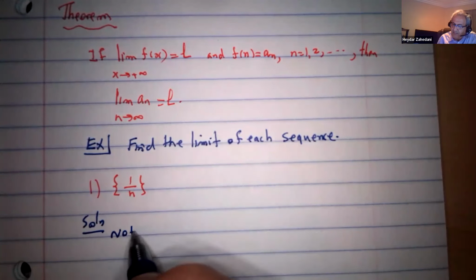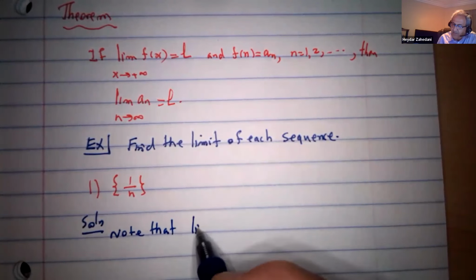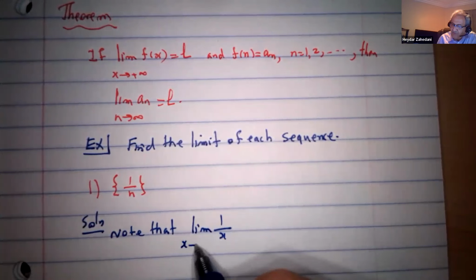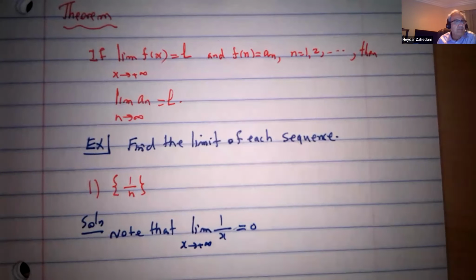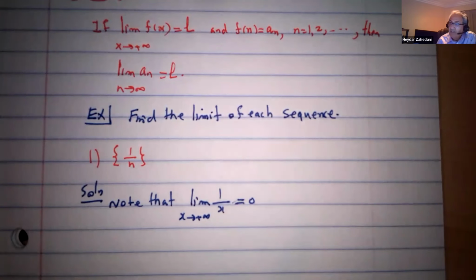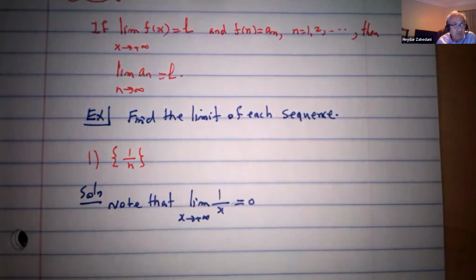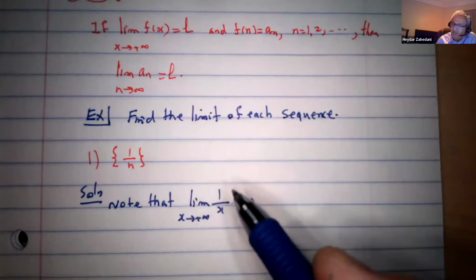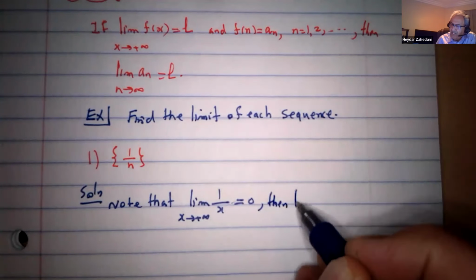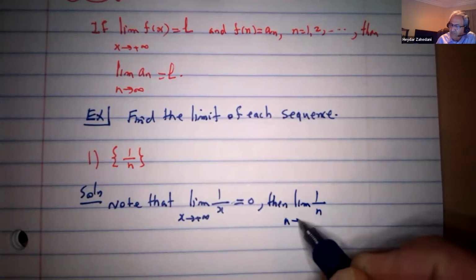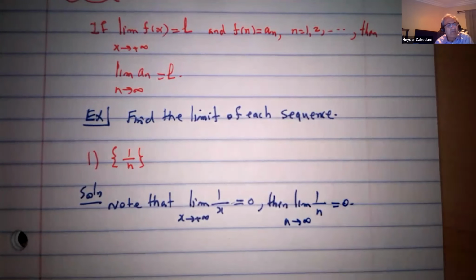Note that the limit of 1 over x when x goes to positive infinity, you know that this is equal to 0. We call it a pizza problem because you get a pizza on the top and you divide by infinity. If you divide the pizza by infinity, your share, if you like, is going to be nothing. Even if you divide by 10, divide by 20, a family pizza, each portion is going to be almost nothing. So since the limit of 1 over x as x goes to infinity is 0, then according to this theorem, the limit of 1 over n, when n goes to infinity, is also equal to 0.